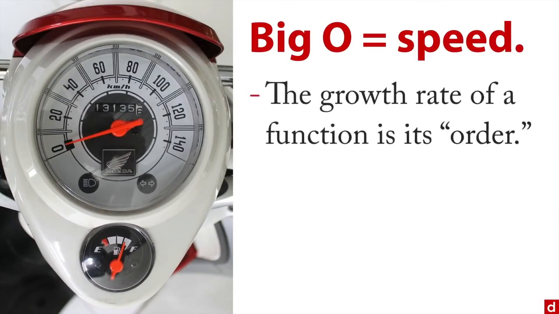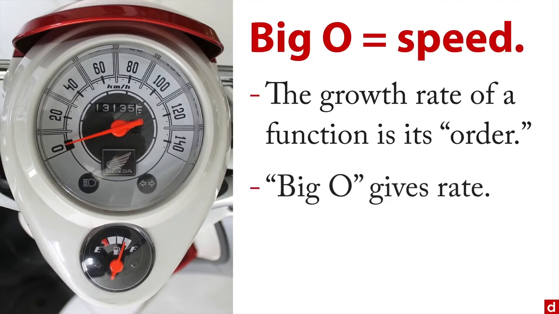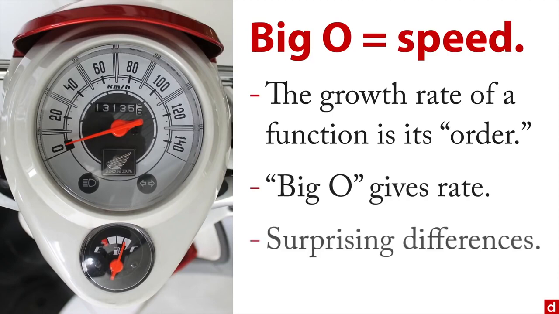If you want to be really precise, the growth rate of a function, how much more it requires as you add elements, is called its order. That's why it's Big O. That's for order. And Big O gives the rate of how things grow as the number of elements grows. And what's funny is there can be really surprising differences. Let me show you how it works with a few different kinds of growth rates, or Big O.